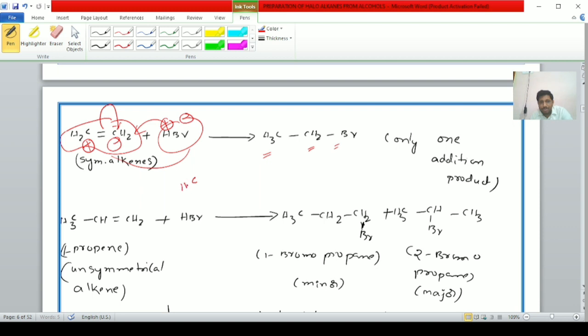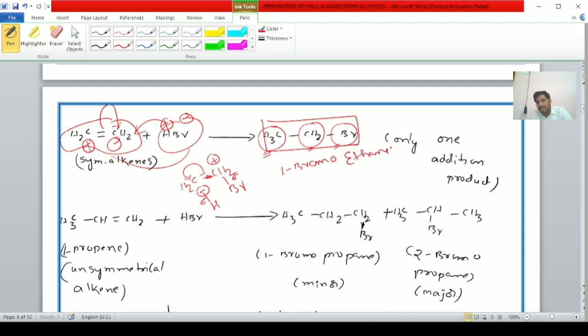Otherwise sometimes the pi bond shifted in this direction also student. Here positive charge is developed, here negative charge will be developed. The Br minus can attack the positive charge here, and H plus can attack the negative charge here. Since two sigma bonds are formed, one pi bond will be lost. Therefore, the product formed is CH3 CH2 Br, that is known as 1-bromoethane.